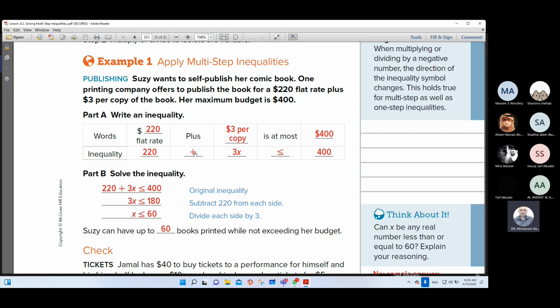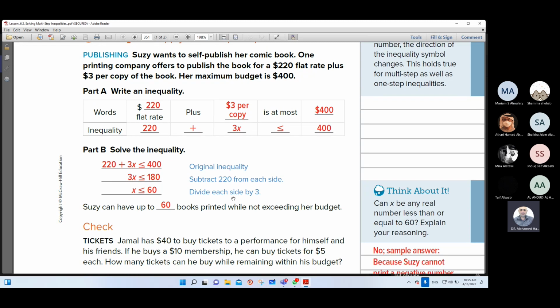220 plus 3 per copy. We can represent the variable x, so we can write 3x. At most means less than or equal to the greatest value here, because the maximum budget is 400. So the inequality will be 220 plus 3x less than or equal to 400.